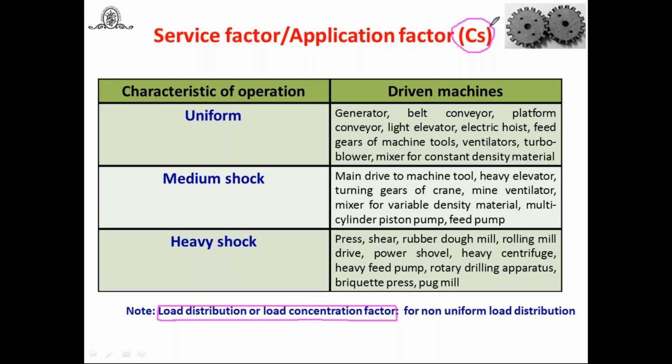One factor, CS, you always have to use to find out the PT max or the maximum torque. So how are you going to find out MT max, the maximum torque? MT max is equal to CS into MT. How are you going to find out PT max, the maximum force? PT max is equal to CS into PT.